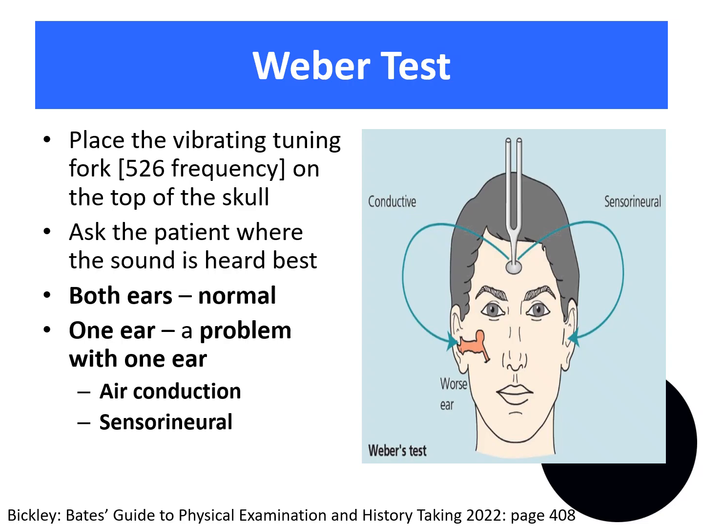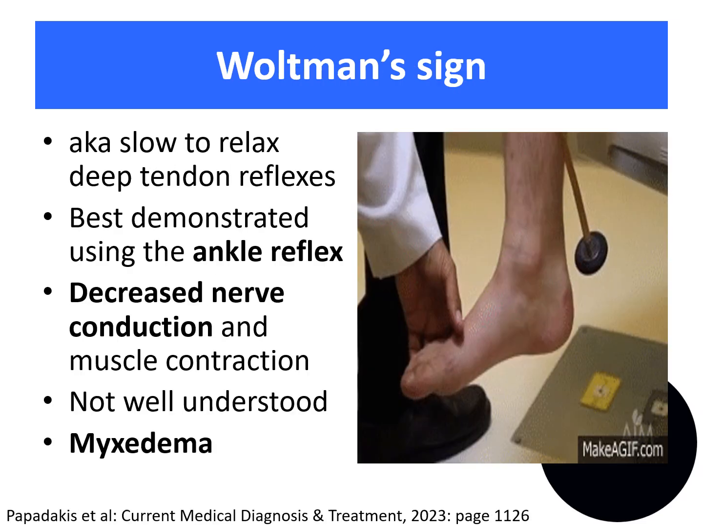So by default, and this is where I think the problem arises, you do a Weber, it lateralizes to the right ear. You go and examine that ear and you find something that is wrong. You say, yeah, Weber tells you if it lateralizes to one ear, the problem is in that one ear. No, it doesn't. Just by the law of odds, you're more likely to be correct, but not absolutely 100% correct.